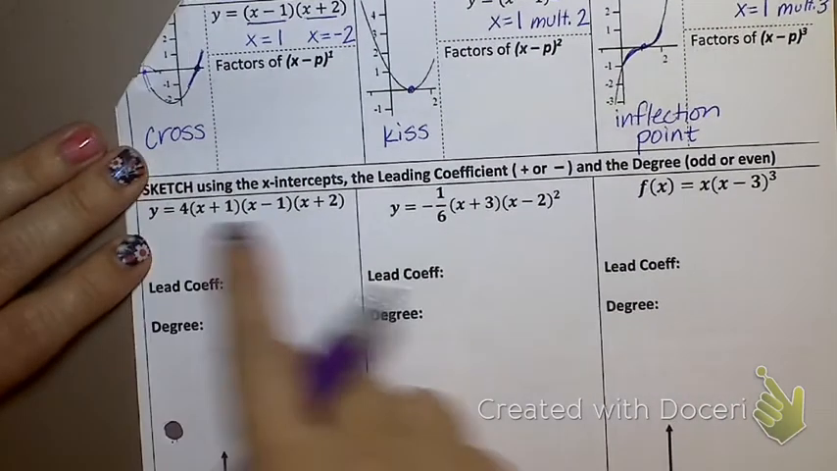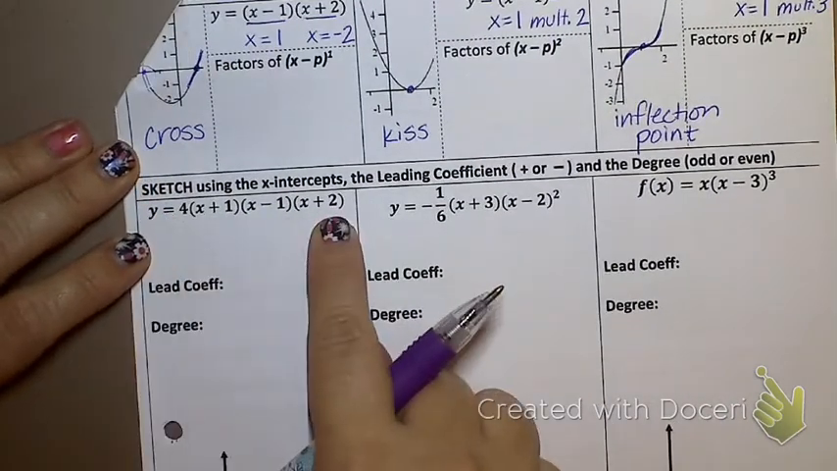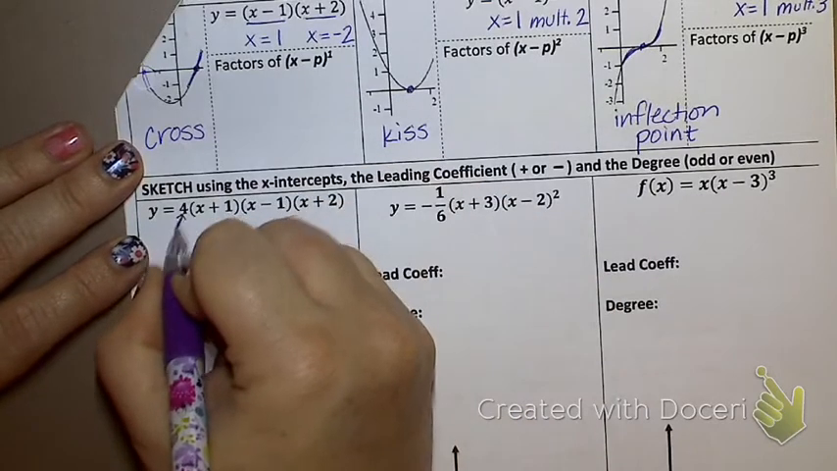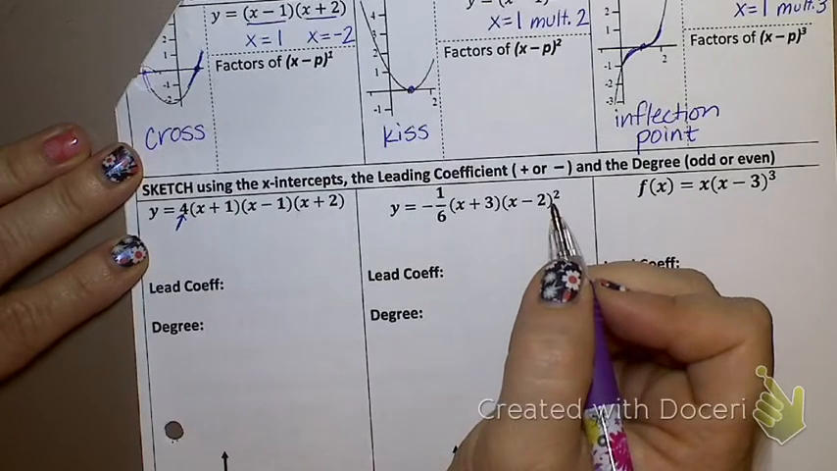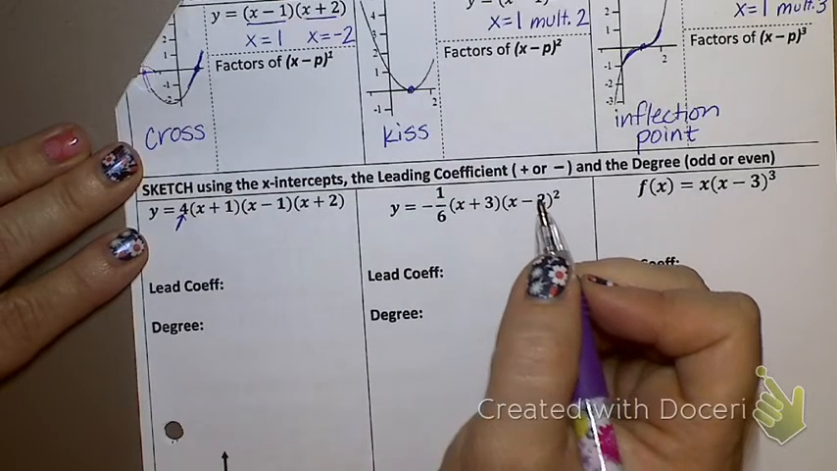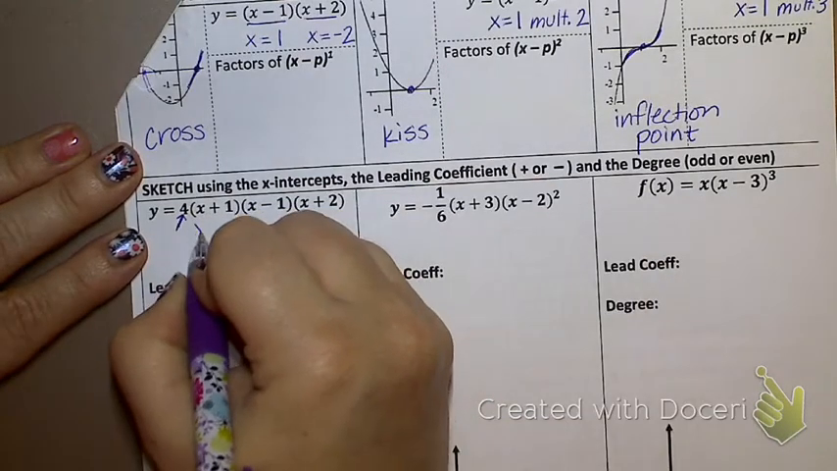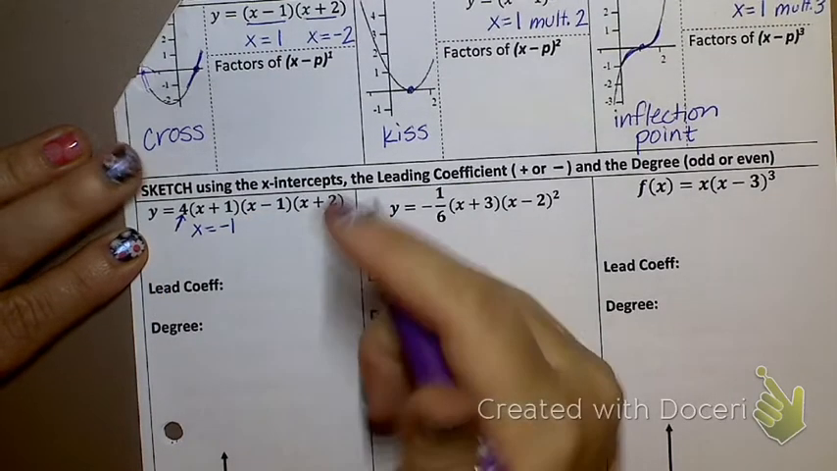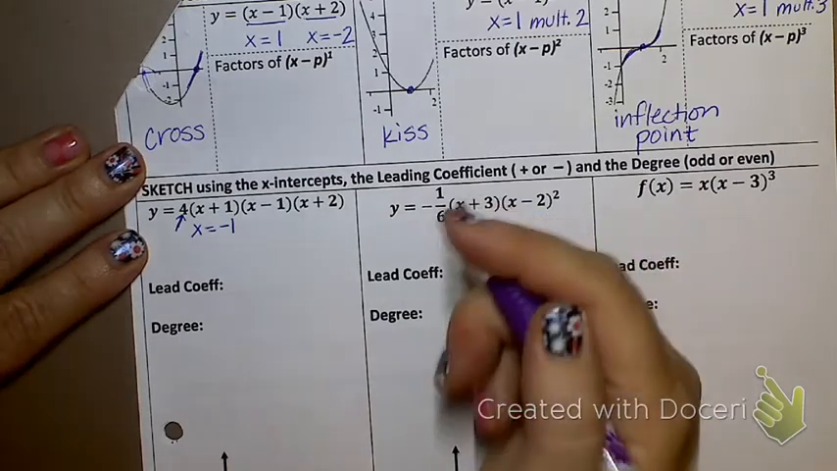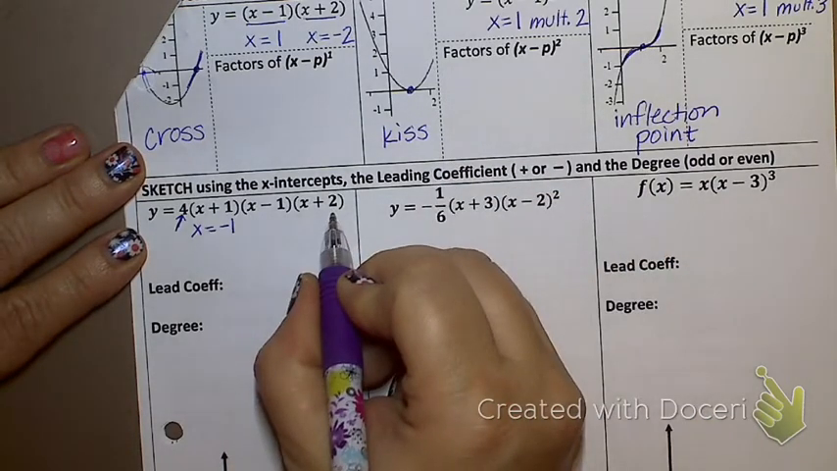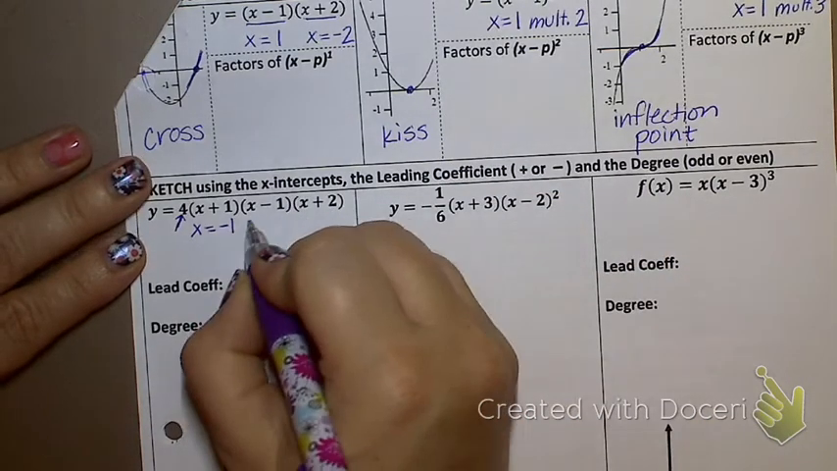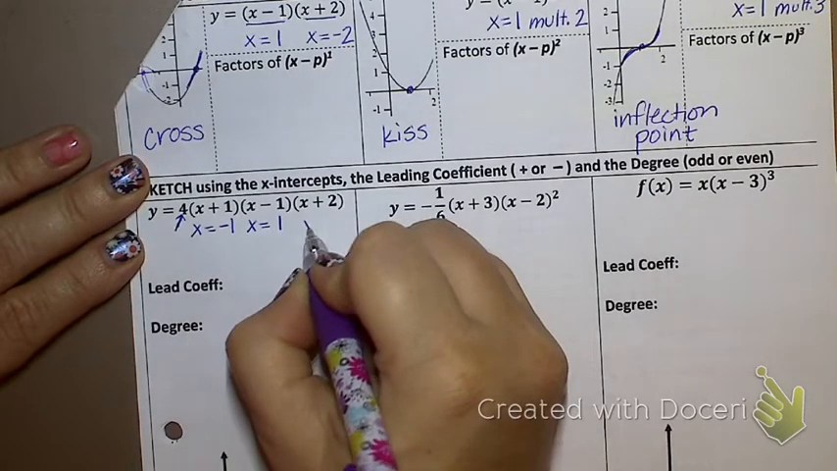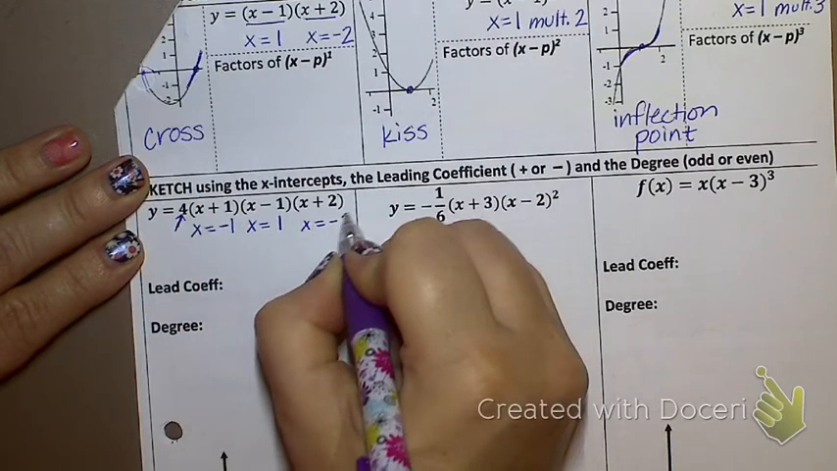So looking here, I have something in intercept form. Yes? Okay. Is there a 0 right there? No. No letter, no 0. Right here, I have a 0 of x equals -1. What's the multiplicity? 1. Don't have to worry about it. Are any of these going to have a different multiplicity? No. Nope. So I have x equals -1, x equals +1, and x equals -2.